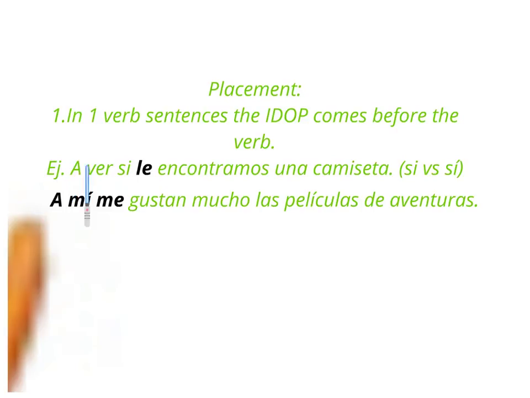So this sentence says, a ver si le encontramos una camiseta. Let's see if we find a shirt for him or her. And we don't know who this le is because we didn't clarify who it was. But if we had clarified, it would go right here, right after that first conjugated verb. So the IDOP goes before the first conjugated verb, and if you want to clarify who you're talking about, that would come right after.